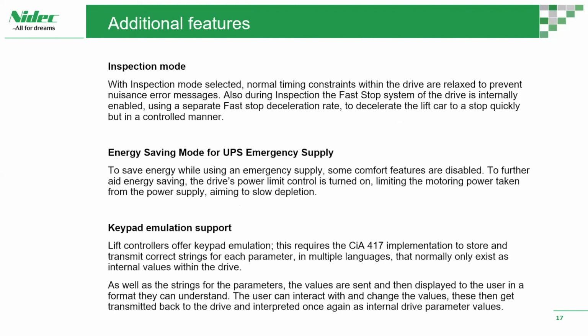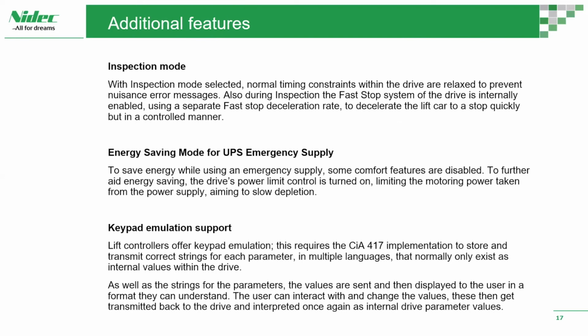And coming to the end, a bit on additional features within 417. Inspection mode is commonly used, mainly when commissioning and setting up a lift system. With inspection mode selected, the normal timing constraints within the drive are relaxed to prevent any nuisance error messages or trips. During inspection, the fast stop system of the drive is internally enabled, using a separate fast stop deceleration rate to decelerate the lift car to stop quickly, but still in a controlled manner.